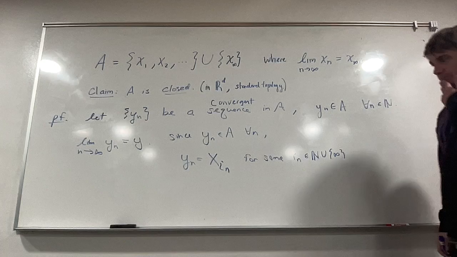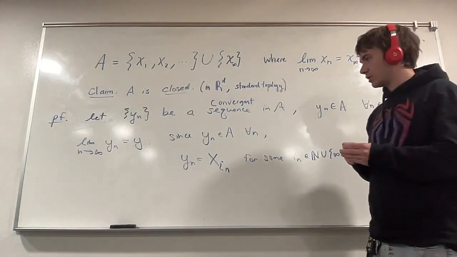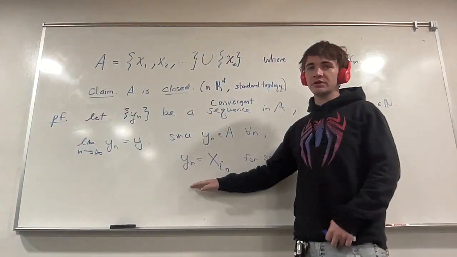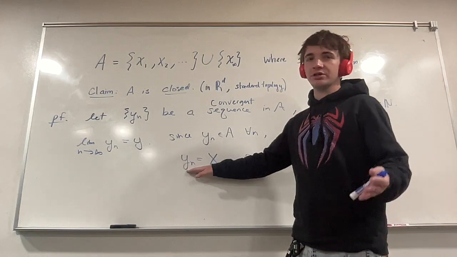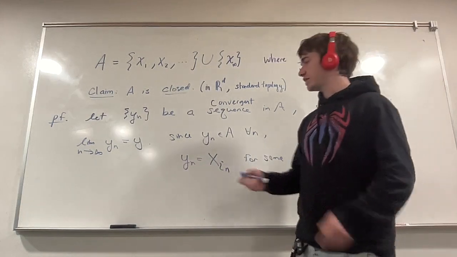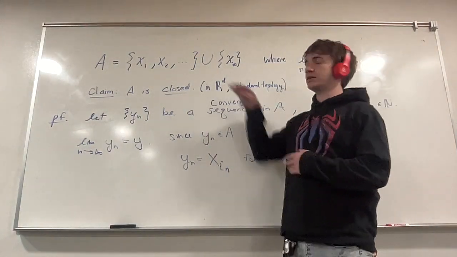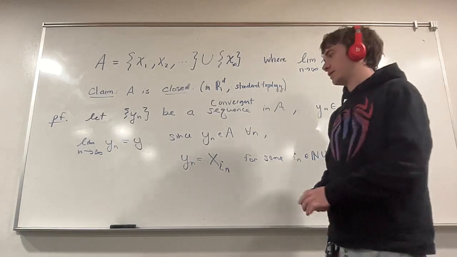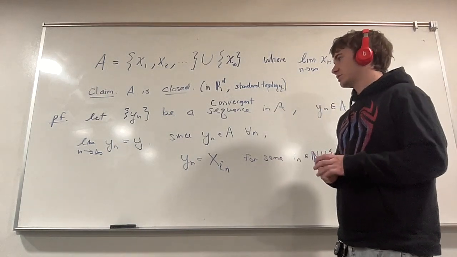Okay, so the ideal goal would be to show that we can pass to a subsequence. We've assumed that y sub n converges, okay? Therefore, any subsequence will also converge to the same limit point, okay? So if I can find a subsequence of these y sub n's that converges to a point in A, I know that the original limit must be a point in A, okay? So that's going to be the goal, to pass to a subsequence.